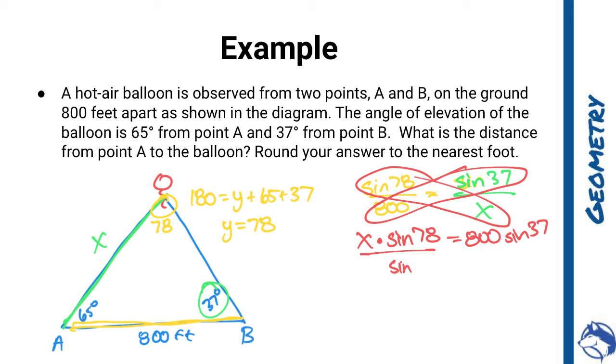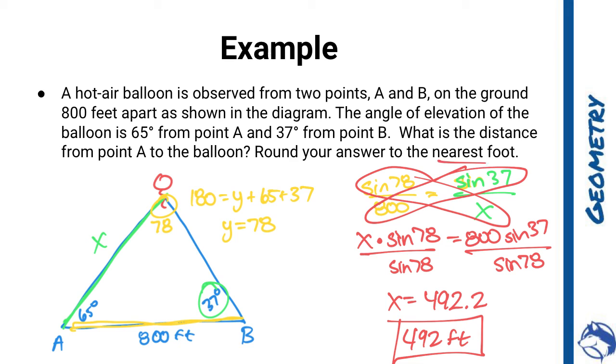Divide by the sine of 78. And I'm going to get x is equal to, just going to plug this into the calculator, so 800 times the sine of 37, close those parentheses, divide by the sine of 78, close the parentheses. And I get 492.2, which means that it is 492 feet away, because I need to write my answer to the nearest foot.